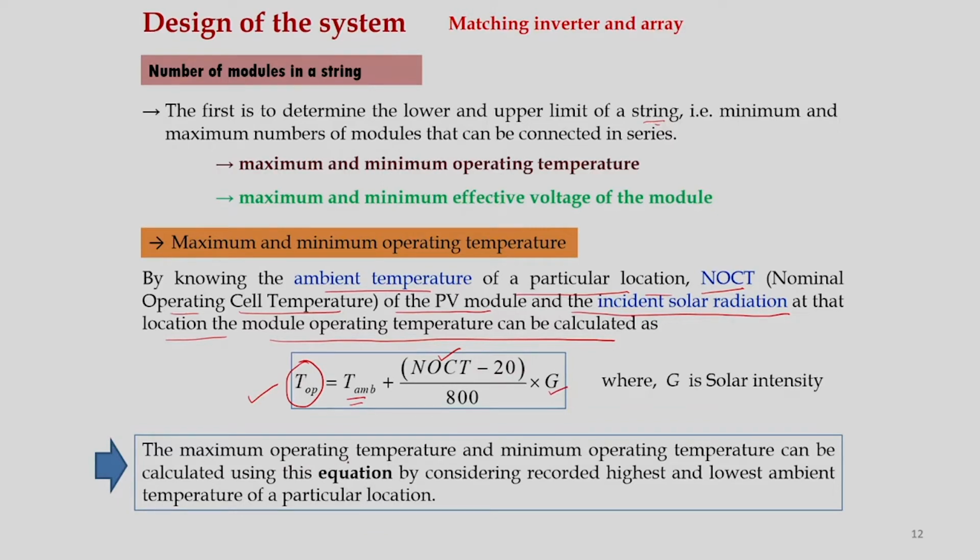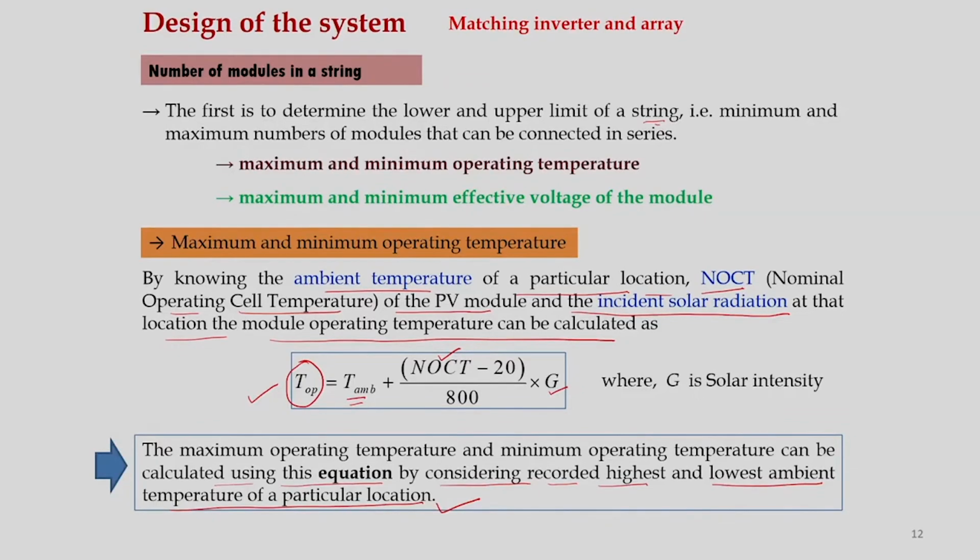So, the maximum operating temperature and minimum operating temperature can be calculated using this equation by considering the recorded highest and lowest ambient temperature of a particular location. If we know this temperature fluctuation, from that we can calculate the minimum operating temperature and maximum operating temperature. Let's move on to the next slides.